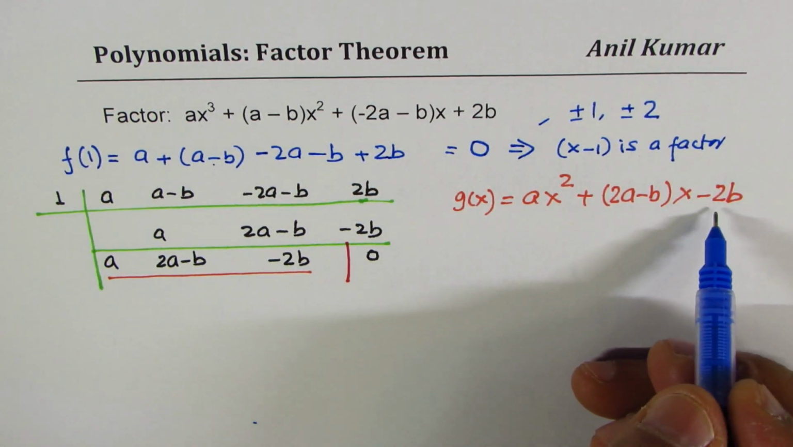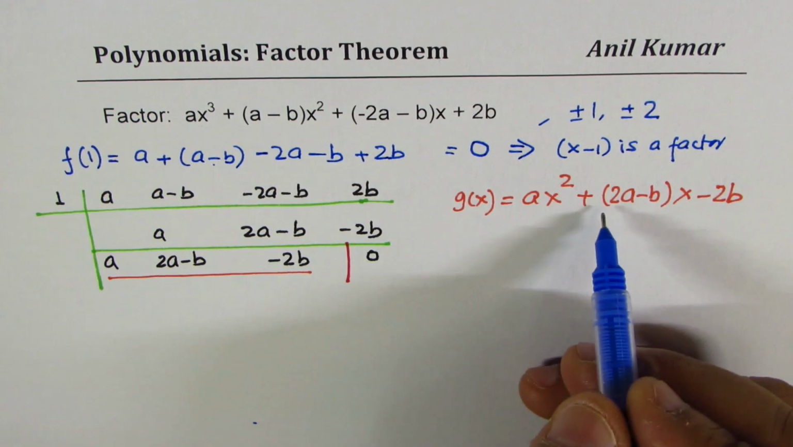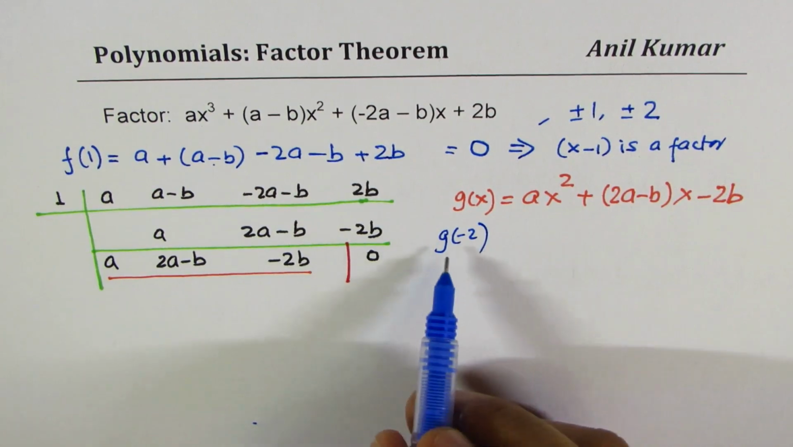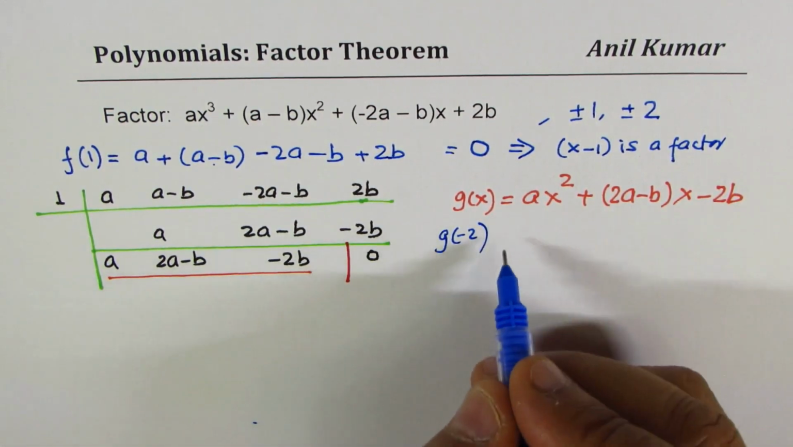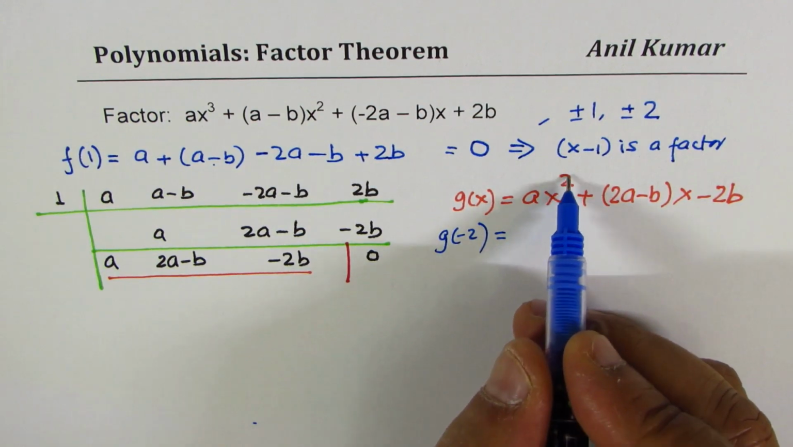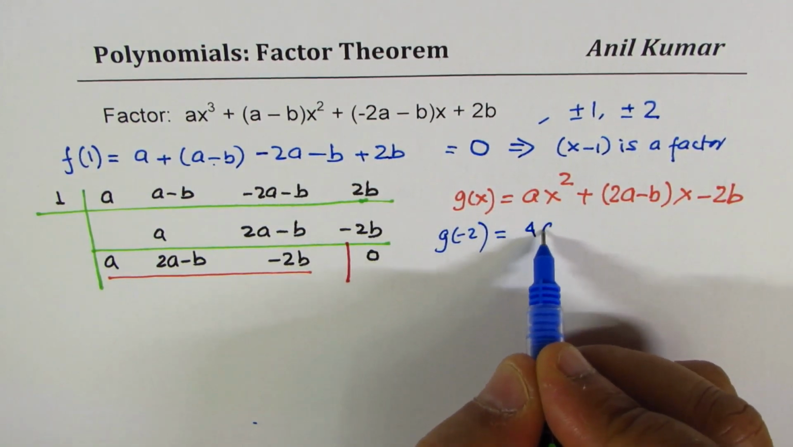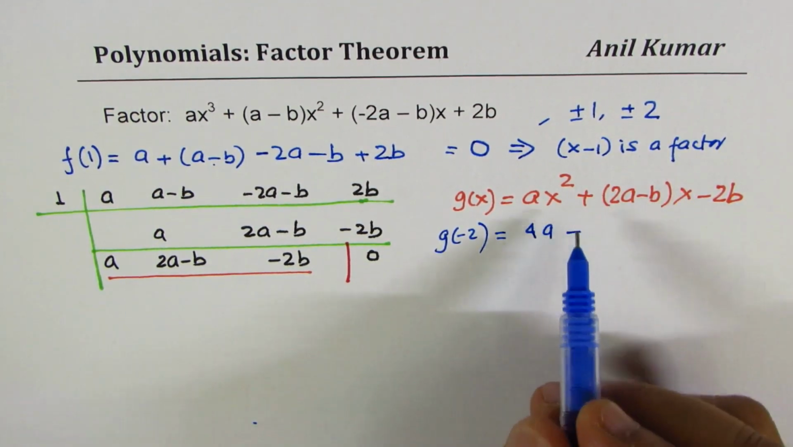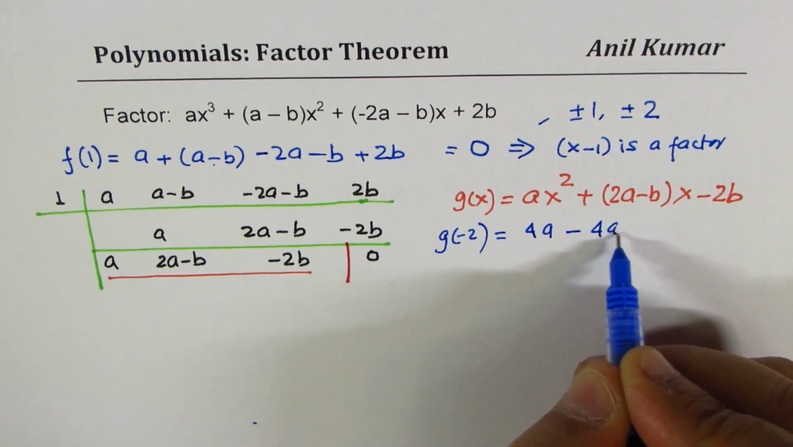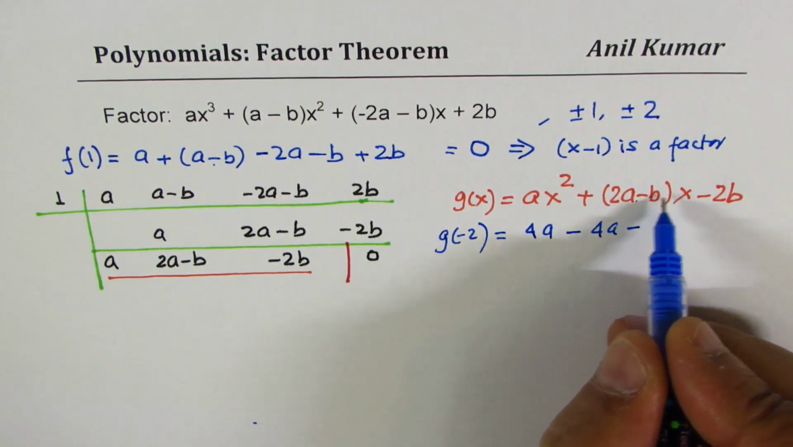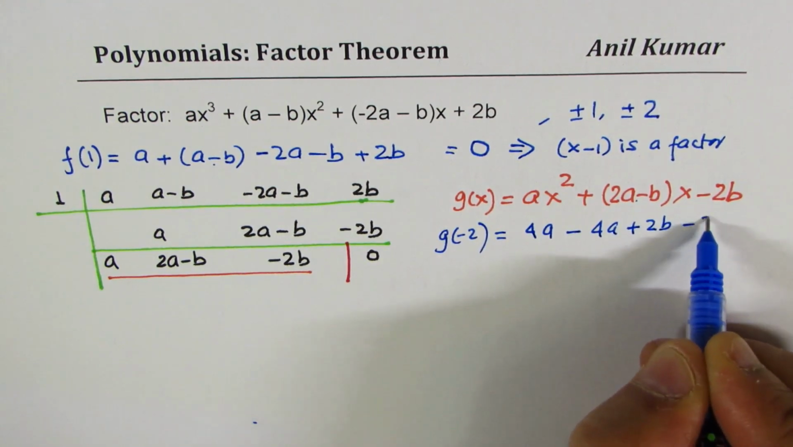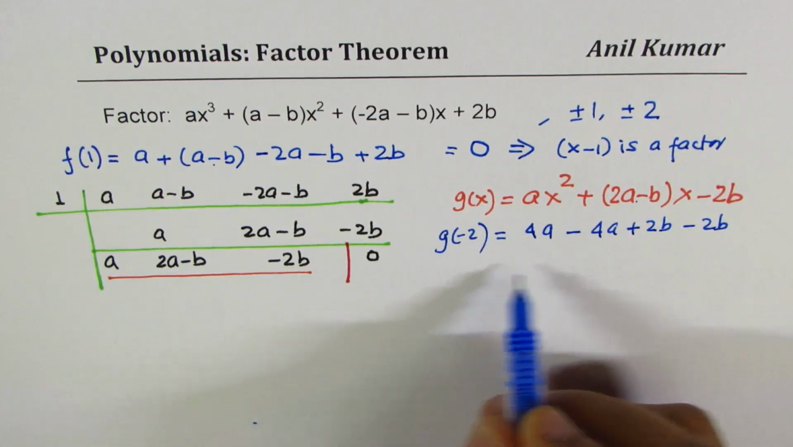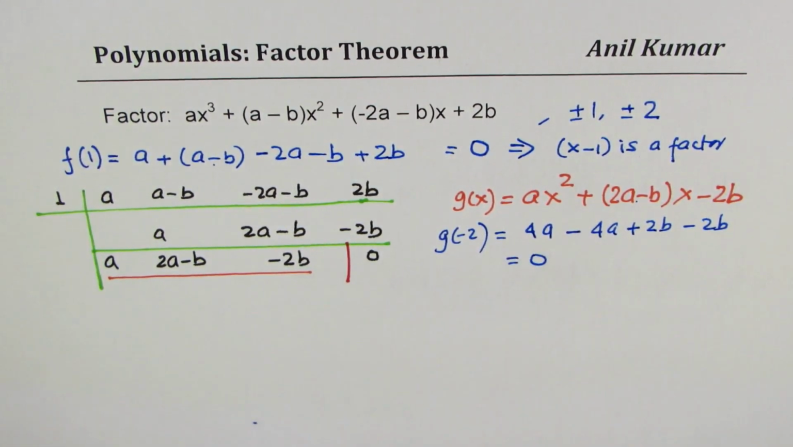So let's try some more values. When you try values, you could try plus or minus 2. Let's try g of minus 2, right? If I write g of minus 2, what do I get? Minus 2 for x, I get 4a here, right? And if I open the bracket, I get minus 4a plus 2b and minus 2b. This is when x is equal to minus 2, and that is also equal to 0. Do you see that?